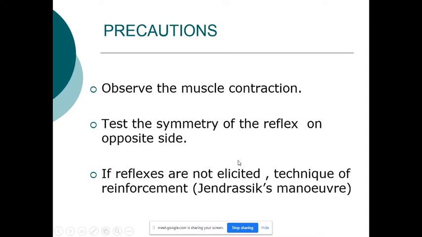If reflexes are not elicited, let's say for example you are trying to elicit the same biceps jerk, and whenever you try to elicit this reflex, you are not seeing any contraction in that particular muscle. That doesn't mean you directly write the biceps jerk is absent. Before writing that, you should always do what is called Jendrassik's maneuver. After doing Jendrassik's maneuver, even then if you are not able to elicit the reflex, then you should write the reflex is absent. I will tell you how to do that later.